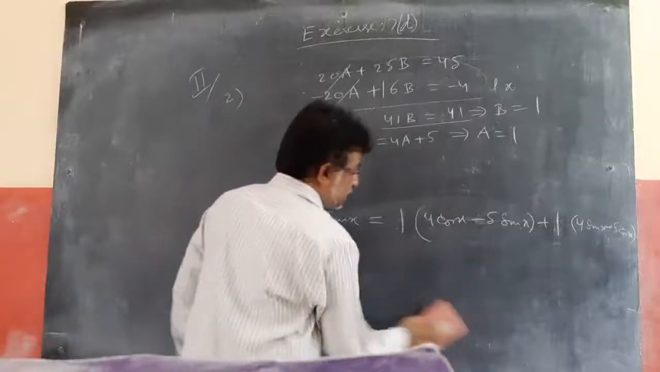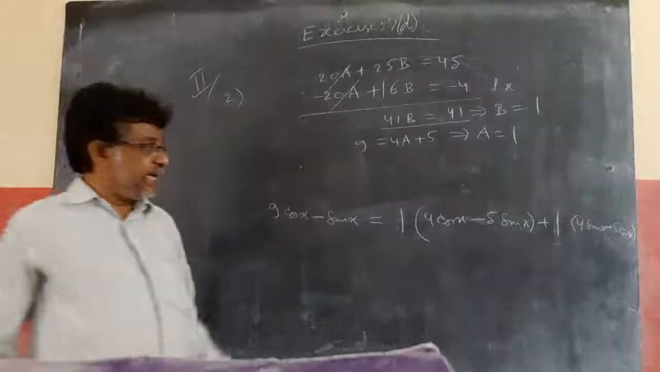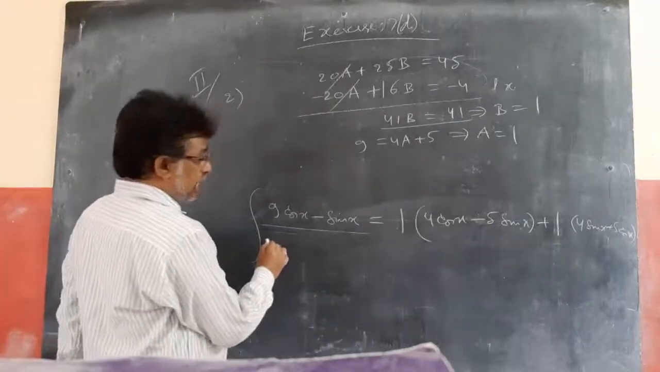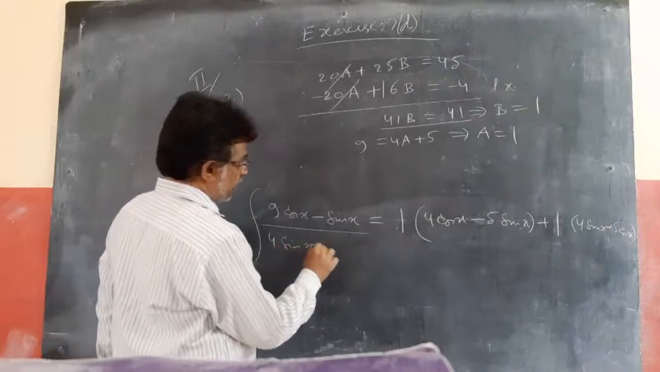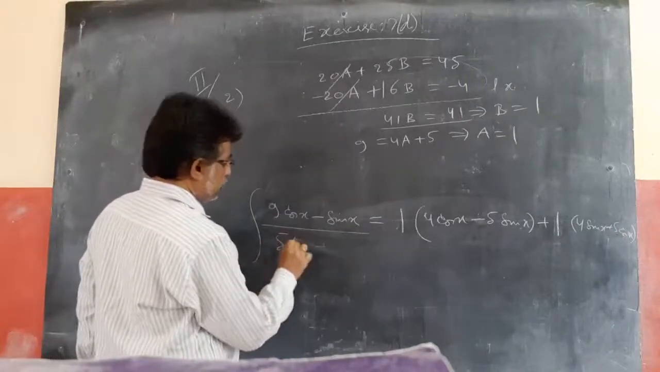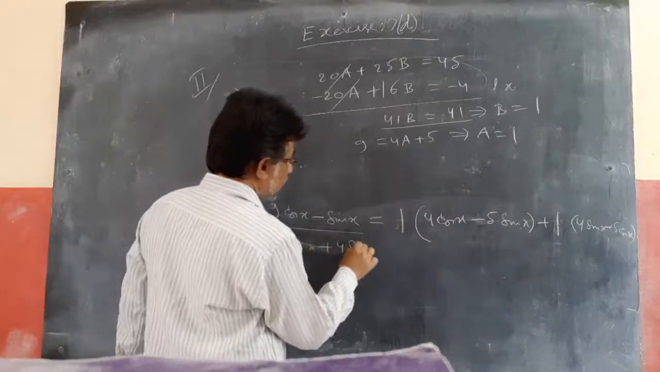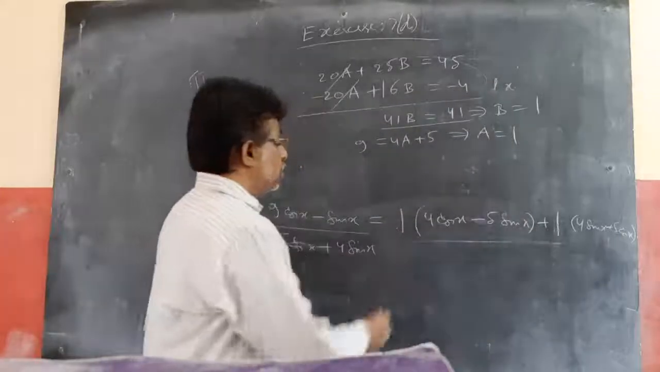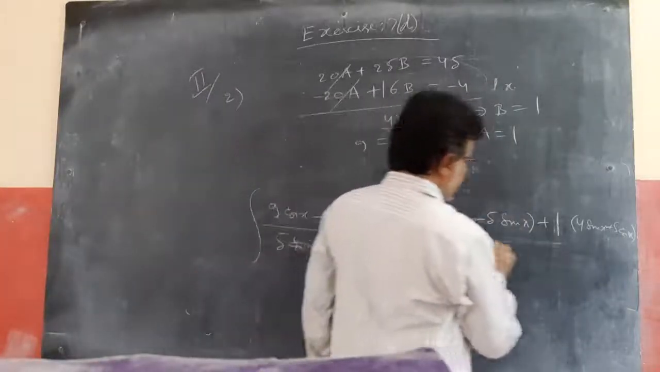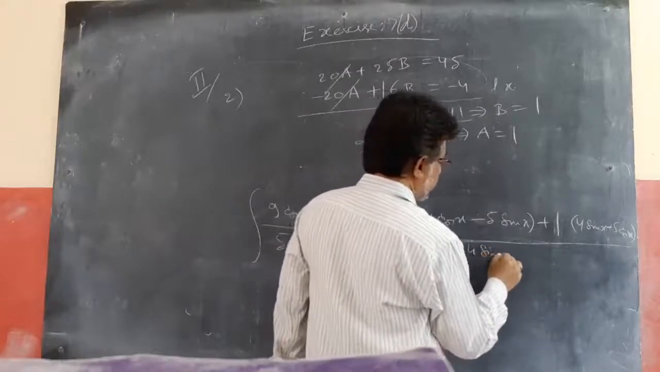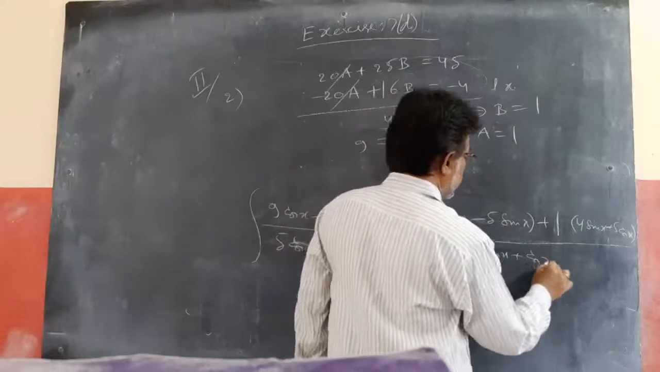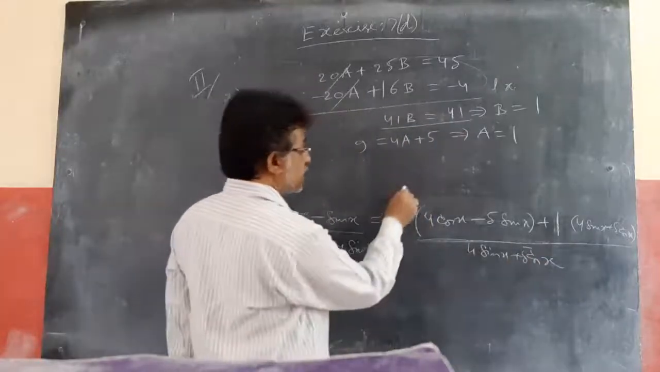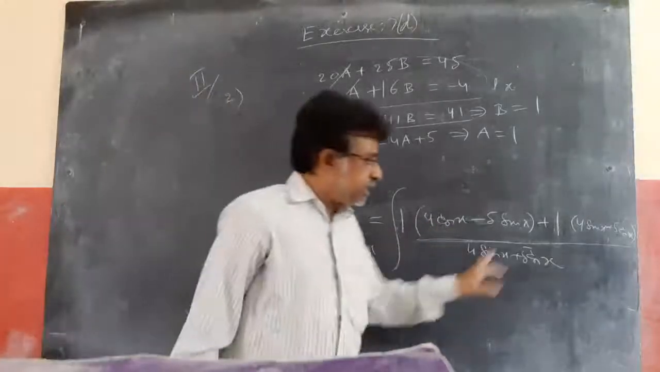Now you continue. You got a and b, a is 1, b is 1. Instead of this numerator, I can write this, and the denominator is 4 sin x plus 5 cos x, or 5 cos x plus 4 sin x. So the integral equals the numerator written like this over the denominator. Now separate it: this by this plus this by this.